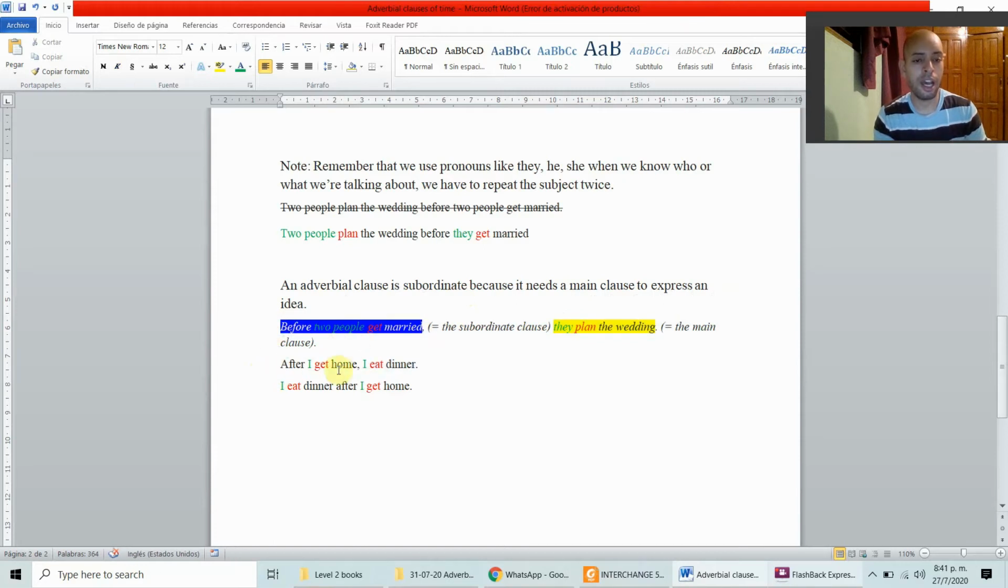Let's see another. After I get home, I eat dinner. I eat dinner seems like a normal sentence. But this one, after I get home, what? After you get home, what? You need this sentence for this one to make sense. I eat dinner after I get home. This sentence is the main sentence, and this one also the main sentence. And in this part, this is the subordinate and this is the subordinate. Remember, the subordinate needs the main clause to make sense.